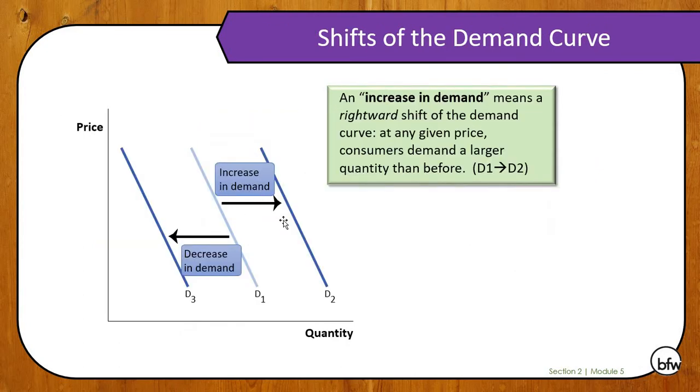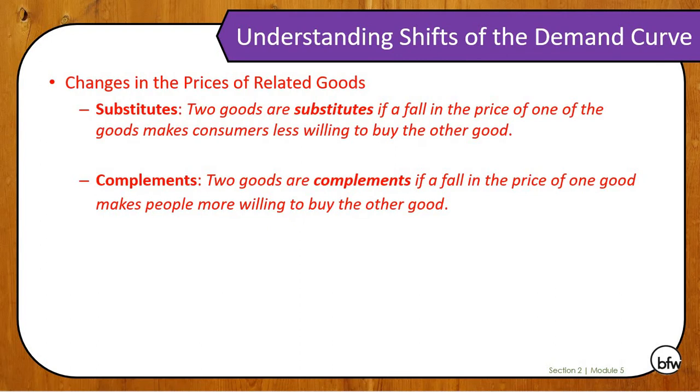Now, an increase is going to be a shift to the right. A decrease is going to be a shift to the left. Pretty straightforward there. So these are the rest of the things that are going to cause a shift in the demand curve. The first is going to be changes in the prices of related goods. Two goods are substitutes if a fall in the price of one good makes consumers less willing to buy the other good. Actually, don't write this part down. I'm going to define substitutes and complements for you later, which is what you're going to write down.